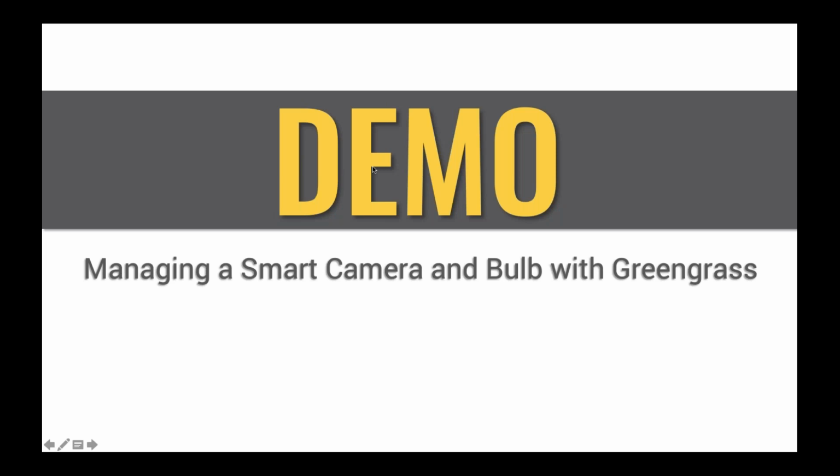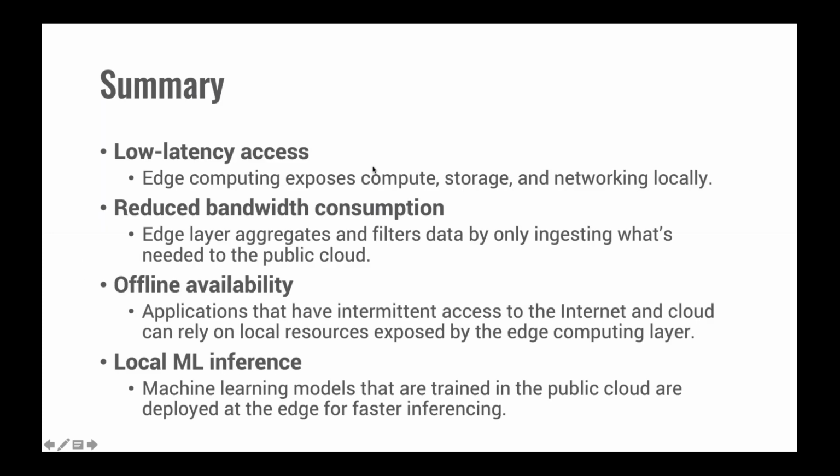Before I move to the questions, I don't have a lot of time. We are already at the top of the hour, but a quick summary. Why do you need Greengrass Core: low latency access, reduced bandwidth, offline availability, local ML inference. Those are the things that you get with any edge, specifically with Greengrass.